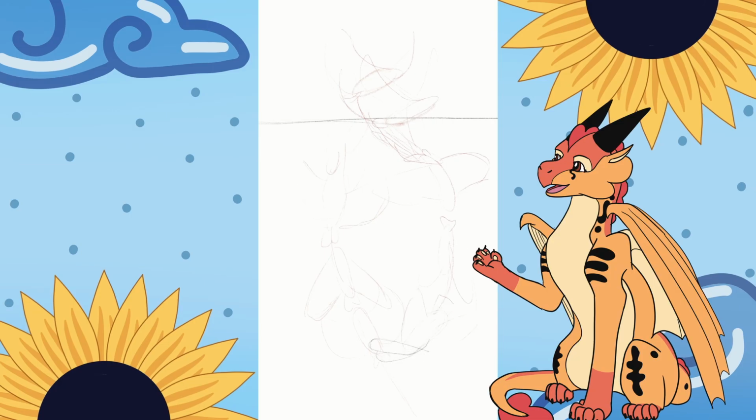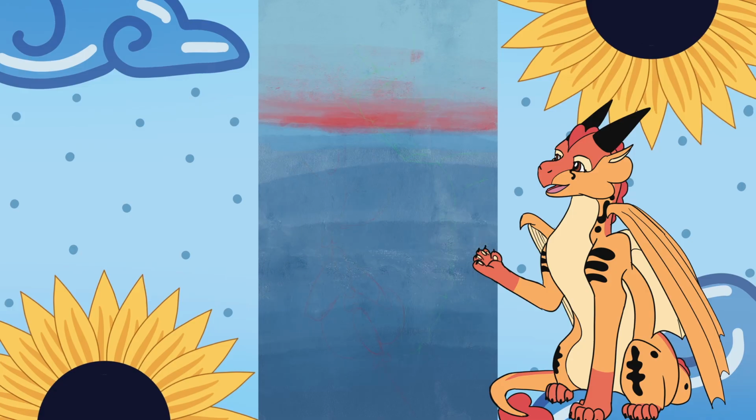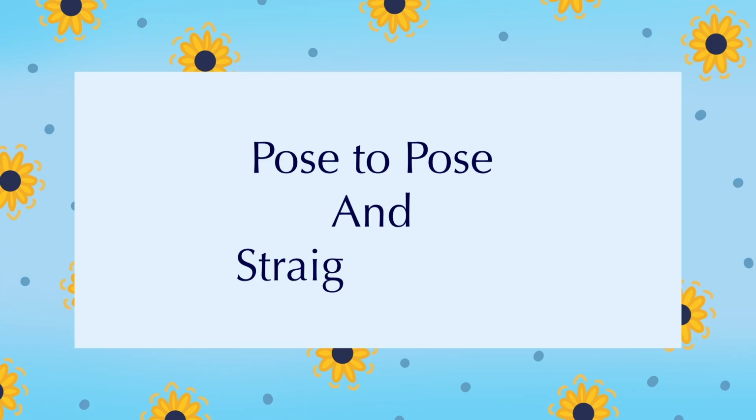Next is a principle that is more of a how to actually animate sort of principle. This is pose-to-pose animation and straight ahead.